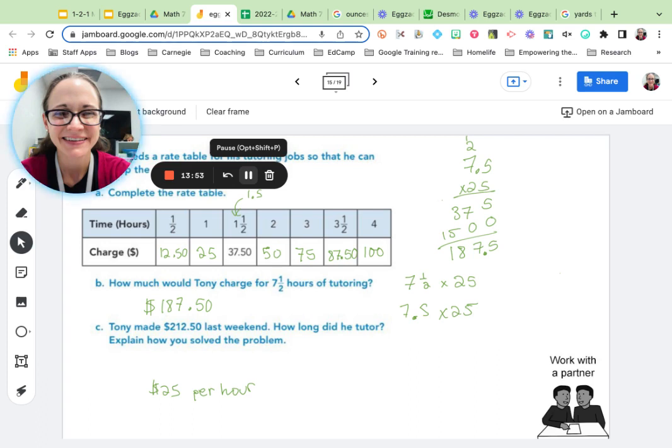Now, guys, there is a shortcut, and I wonder how many of you found this. Remember, we want 7.5 hours. Well, 7.5 is the same as 3.5 plus 4. So you could have just added $87.50 plus 100. That is another route to this answer. And if you did that, let's see, 87.50 plus 100, you get the exact same answer, $187.50. And that's just using our table. So we get the same answer either way.